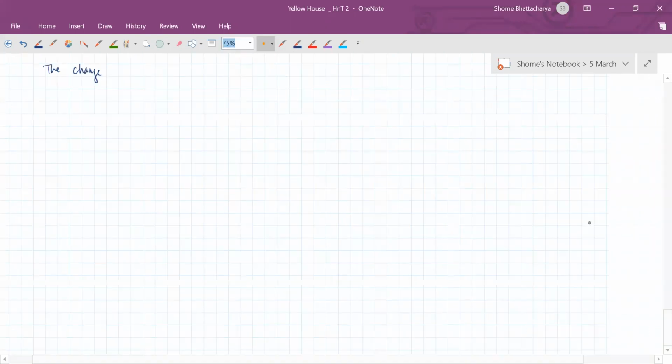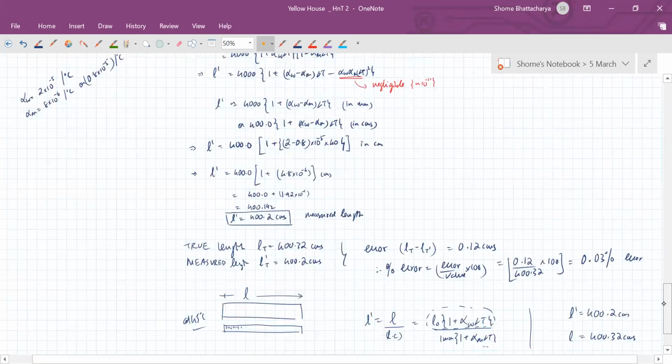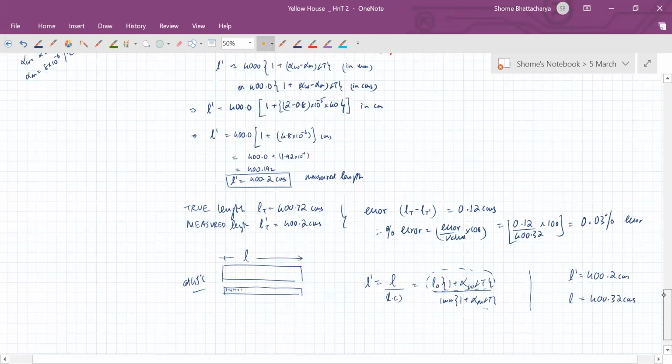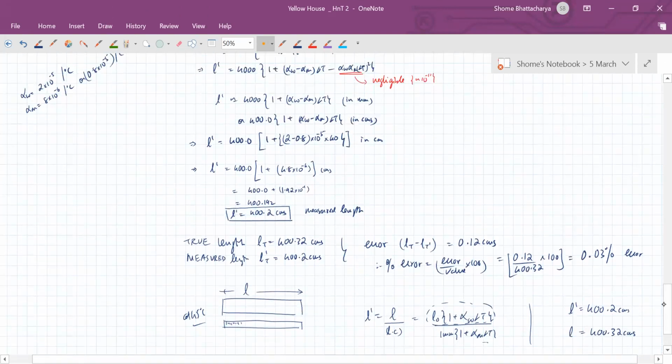Okay, I'll show the previous question once more. Finish writing this, then we'll move to the next part. So in the next part we will see how the time period of a pendulum changes because of change in temperature and therefore change in length.